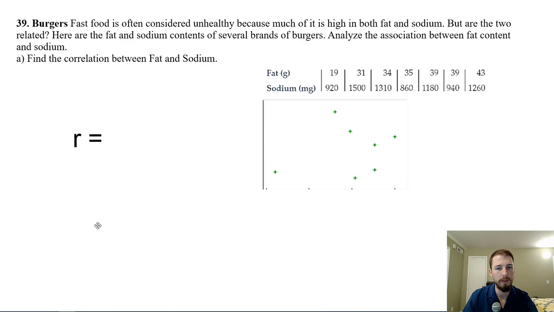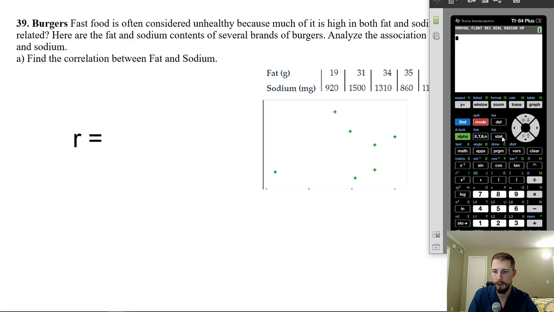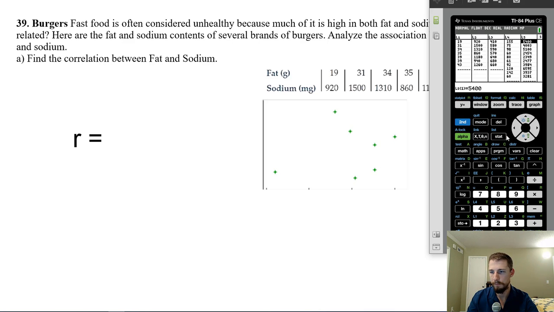Yeah, so burgers. Fast food is often considered unhealthy because it's high in both fat and sodium, but are the two related? Here they listed fat and sodium content for several brands of burgers. Analyze the association between fat content and sodium. So we're going to put these in the calculator. Go to stat, edit, and I put them in as list 1 and list 2 here. So you can put those in.